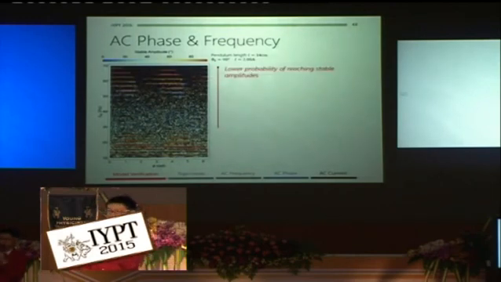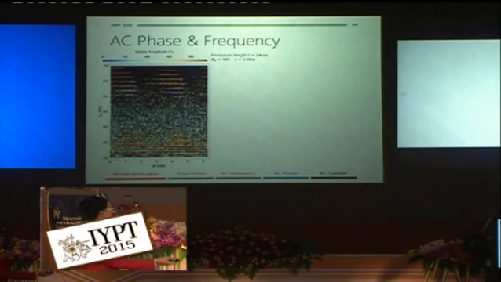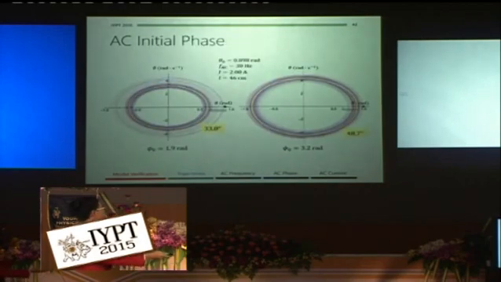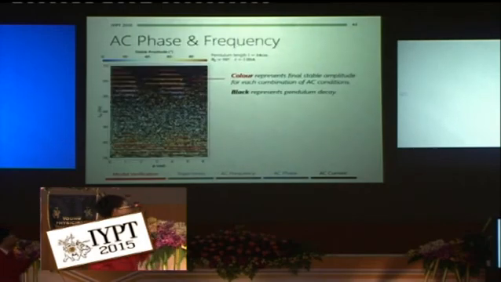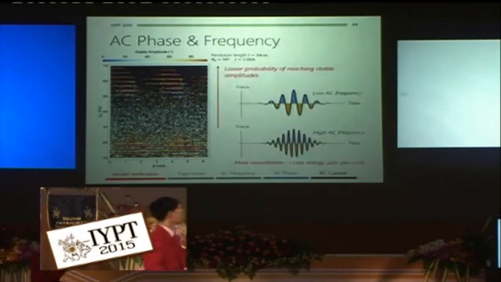And on this color plot, each pixel color corresponds to the final stable amplitude that's predicted by our theory. This is given by the color scale above. And the black regions indicate pendulum decay. Now we can see that as we increase the AC frequency, the amount of black regions seem to increase.